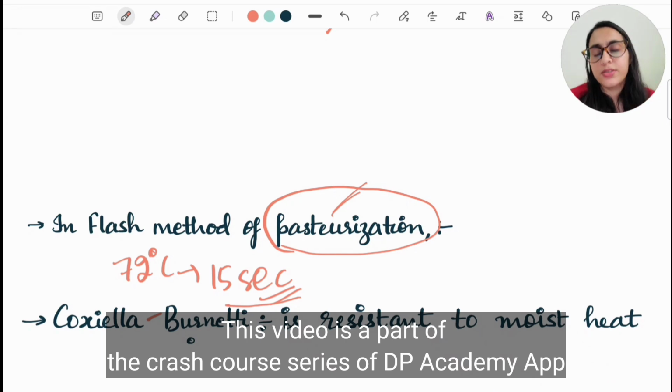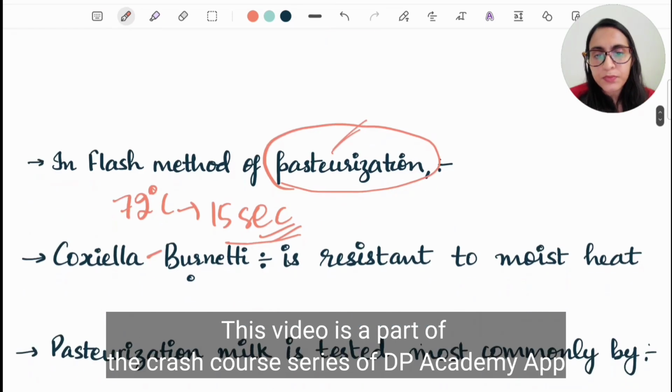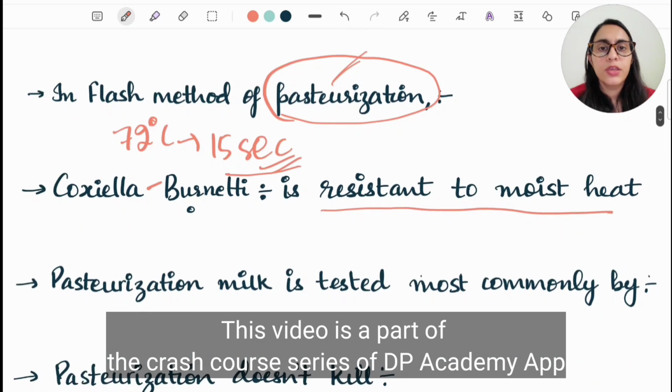which is the most effective method for the pasteurization of milk. And pasteurization of milk is done for milk-borne infections. Coxiella burnetii is resistant to moist heat and can survive the Holder method, and that is why we use the flash method. Flash method is better than the Holder method. Pasteurized milk is tested commonly by the phosphatase test.